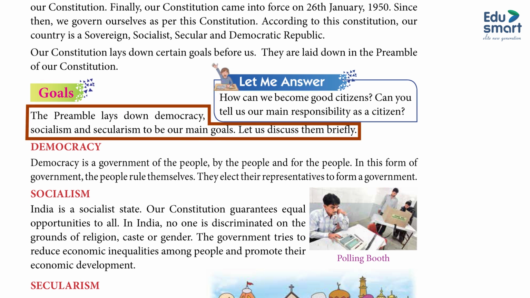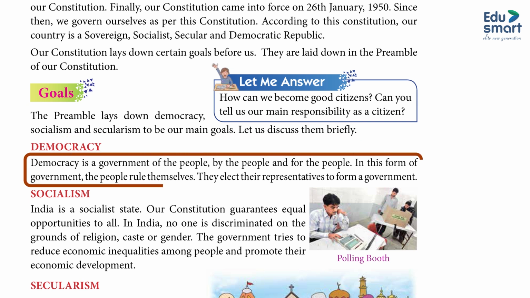Goals. The preamble lays down democracy, socialism and secularism to be our main goals. Let us discuss them briefly. Democracy. Democracy is a government of the people, by the people and for the people. In this form of government, the people rule themselves. They elect their representatives to form a government.